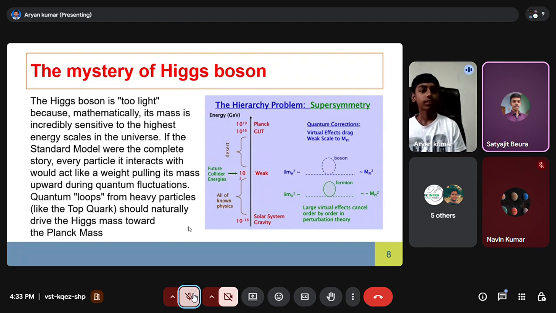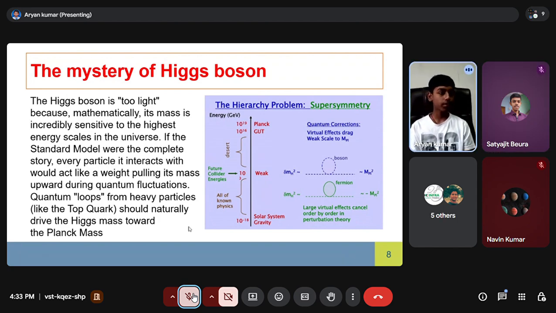So let's move to the topic, the mystery of the Higgs boson. The Higgs boson is too light because mathematically its mass is incredibly sensitive to the highest energy scales in the universe. If the Standard Model were the complete story, every particle it interacts with would act like a weight pulling its mass upwards during quantum fluctuations. Quantum loops from heavy particles like the top quark should naturally drive the Higgs mass towards the Planck mass.